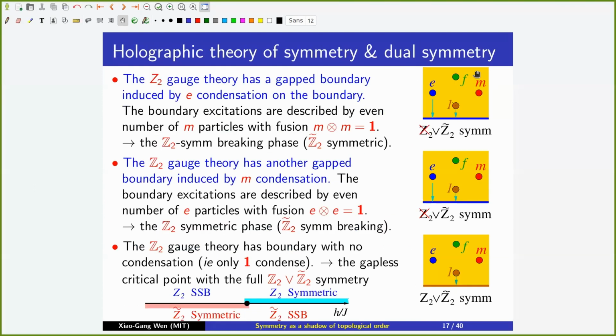But then there's yet another very interesting thing from this holographic picture for the symmetry. You can see we have an E condensed or M condensed boundary. E is like a charge, M is like a pi vortex in a superconductor. And we could also have a boundary which has nothing condensed. We don't have anything condensed.